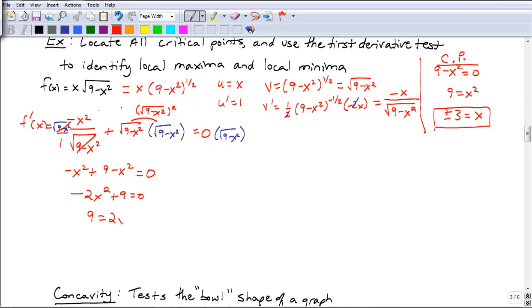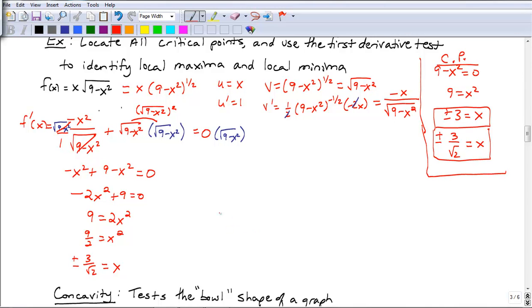9 is 2x squared. 9 over 2 is x squared. Plus or minus 3 over root 2 is x. The square root of 9 over 2 is 3 over root 2. So these are my other critical points, plus or minus 3 over root 2. And those critical points come from where the derivative is 0. So I got my critical points.